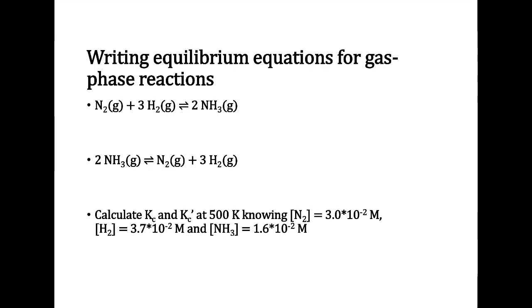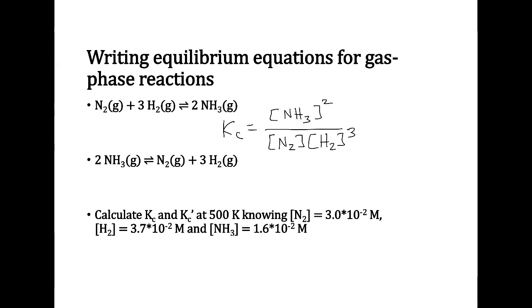So let's go ahead and take a shot at writing some of these equilibrium equations for gas phase reactions. Let's look at our first reaction. Why don't you pause this and try to write the equilibrium expression for both of these reactions. Alright, so what we should find is that Kc for this reaction is equal to the concentration of NH3 squared over the concentration of N2 over the concentration of H2 cubed.